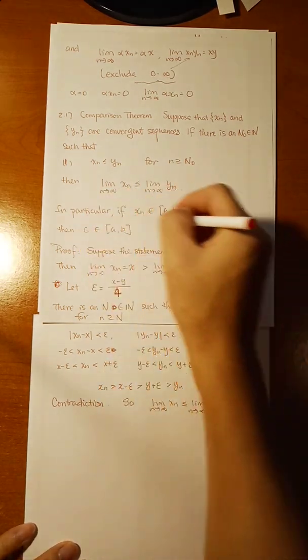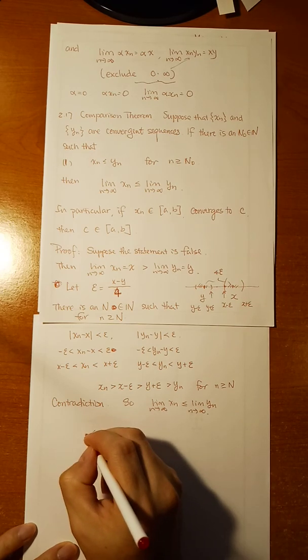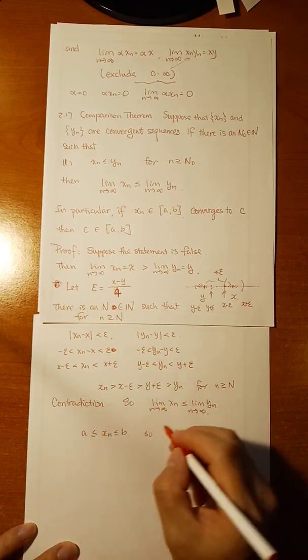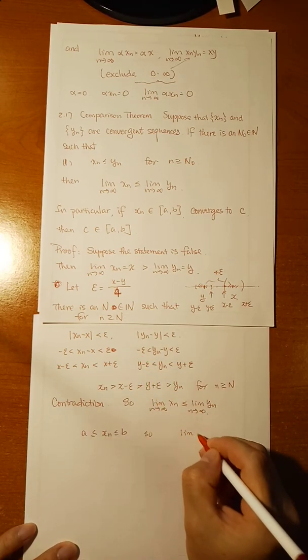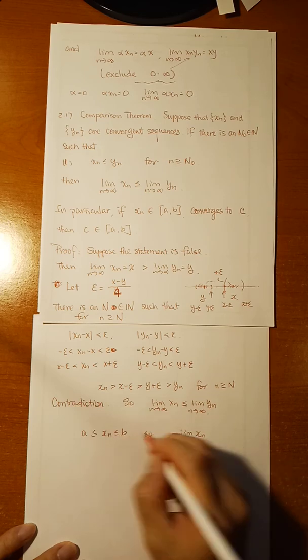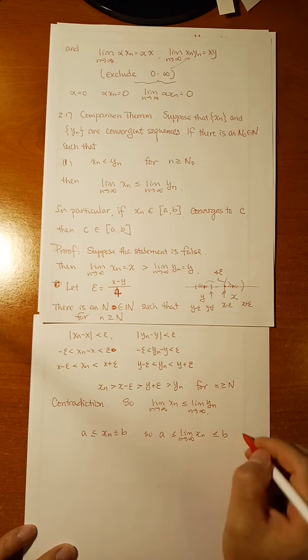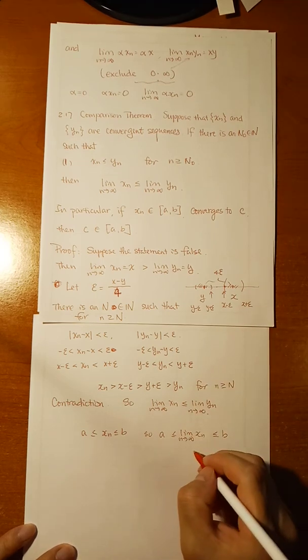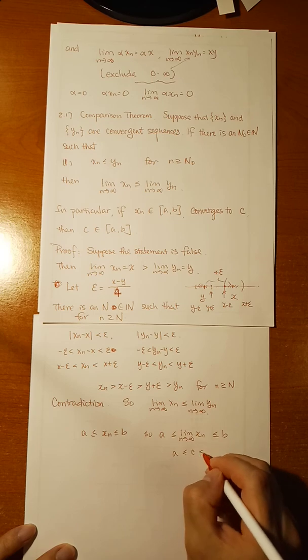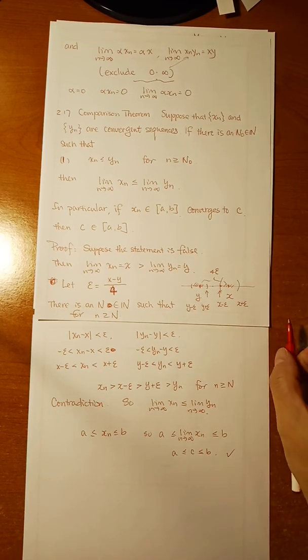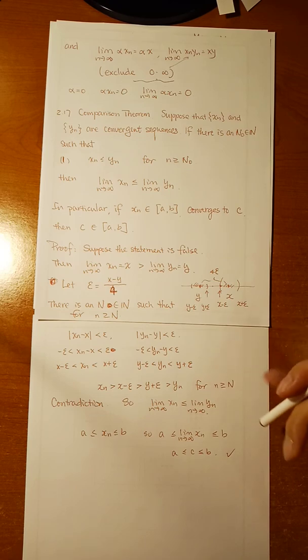And the second part is simple because xn is bounded by a and b. So by the first part, the limit of xn is bounded by a and b because they are constant sequences. A constant sequence has a limit itself. So c is between a and b. Okay, so that's not the serious case. Okay, so we get this comparison theorem.